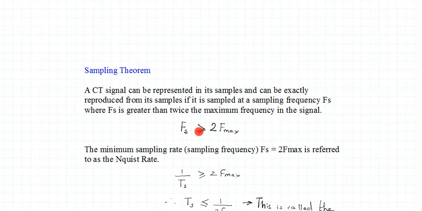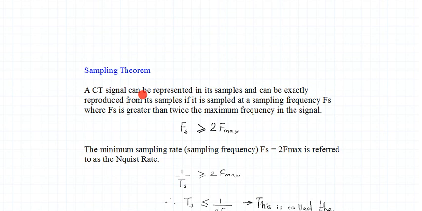So the minimum value of the sampling frequency is twice Fmax, and that minimum value is called the Nyquist rate. The minimum value of the sampling frequency, Fs equal to twice Fmax, is called the Nyquist rate. But as per the sampling theorem, a better sampling frequency is one which is much larger than twice Fmax. Now, what are the rest of the statements of the sampling theorem?